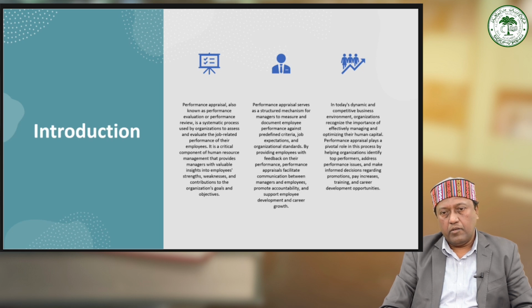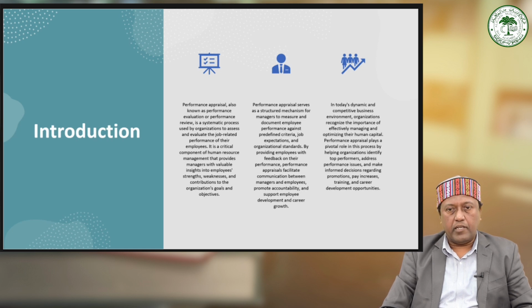Performance appraisal serves as a structured mechanism for managers to measure and document employees' performance against predefined criteria, job expectations, and organizational standards. By providing employees with feedback on their performance, performance appraisals facilitate communication between managers and employees, promote accountability, and support employee development and career growth.